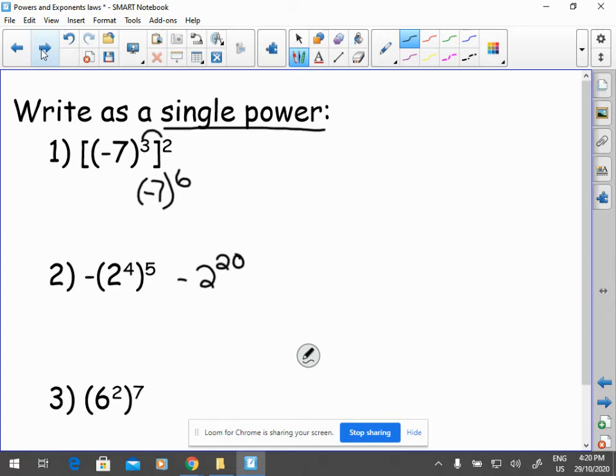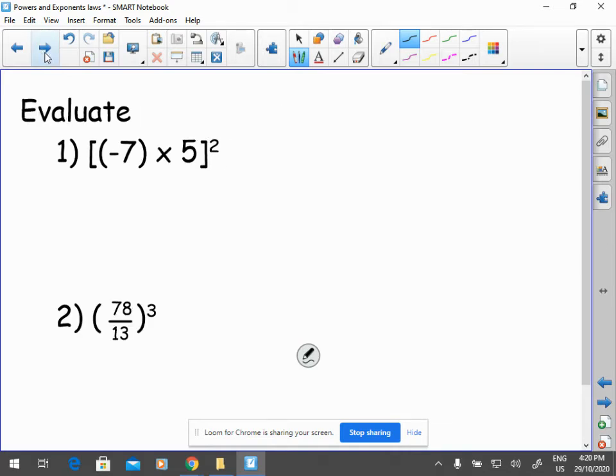And the last one would become 6 to the power of 14. Okay, so if it asks for a single power, it means you have to use your law to simplify. If it asks you to evaluate, then you're finding the answer, and you can use either of the two methods.